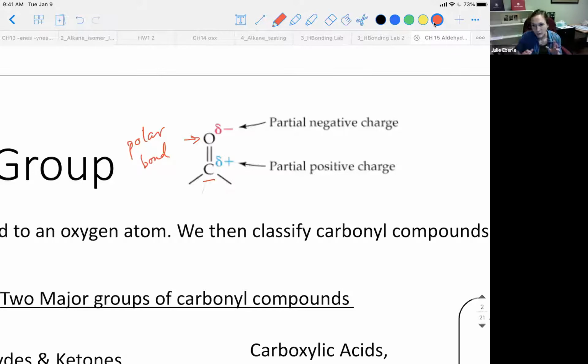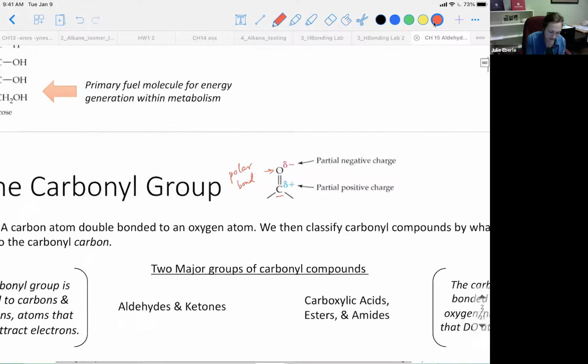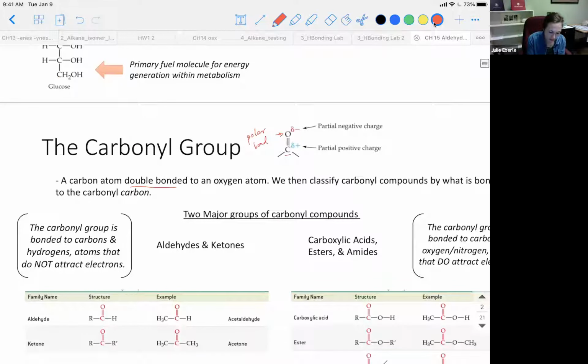If you remember that, it's going to help you with some of the reactions we're going to talk about today. It's going to help you remember how things are going to go where. Because remember, negative is attracted to positive and positive is attracted to negative. So if we know how the separation of charge works on a carbonyl group, it's going to help us. All right, so that is the base portion, a carbon double bonded to an oxygen atom.